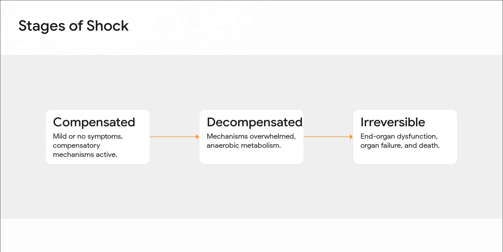But man, once those mechanisms are overwhelmed, the drop into step 2 is aggressively fast. The cells are totally starved of oxygen, forcing them into anaerobic metabolism, which spikes that lactic acid. Finally, if we don't intervene, we hit step 3, irreversible shock. This is where prolonged starvation causes end-organ dysfunction, multi-organ failure, and ultimately death.